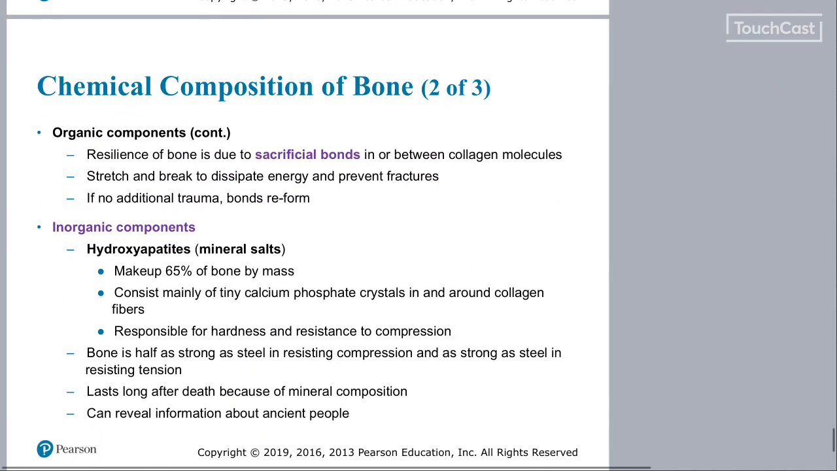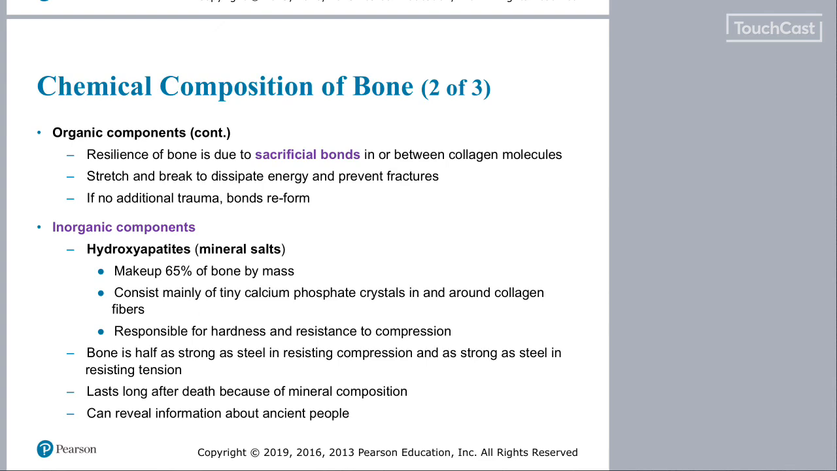So again, organic compounds give us resilience and have these sacrificial bonds between collagen molecules. If they're stressed, they're going to sacrifice themselves and break in order for an area to build up more somewhere else. So they stretch and break to help dissipate this energy and prevent a fracture. I'm sure everyone's been in a situation where you felt like, wow, I really should have broken my bone there, when you fell on your wrist, or got kicked really hard in your shin. But these bonds allow that not to happen. If there's no further trauma in that area, these bonds are actually going to reform all over again.